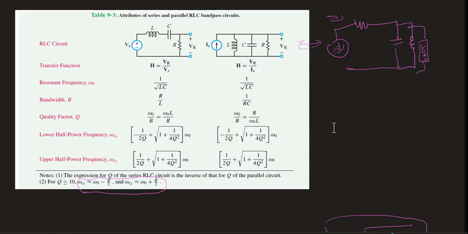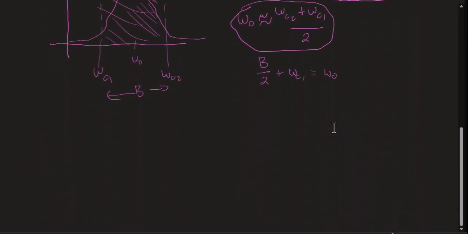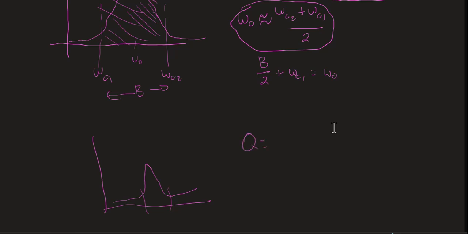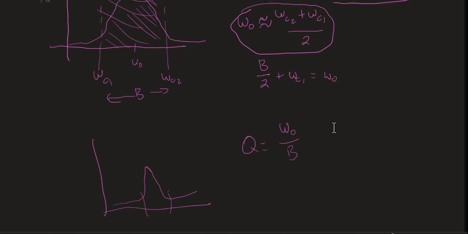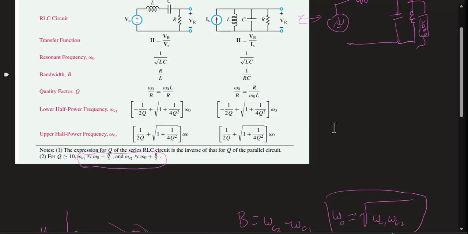Now the quality factor tells you something about how specific your filter is, so it has to do with the range of your frequencies. The quality factor is your center frequency divided by your bandwidth, so the smaller your bandwidth, the bigger your quality factor. So you see omega naught over B in the series is omega naught L over R, and in the parallel, it's R over omega naught L.